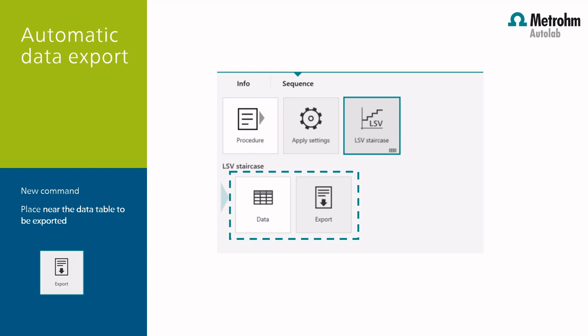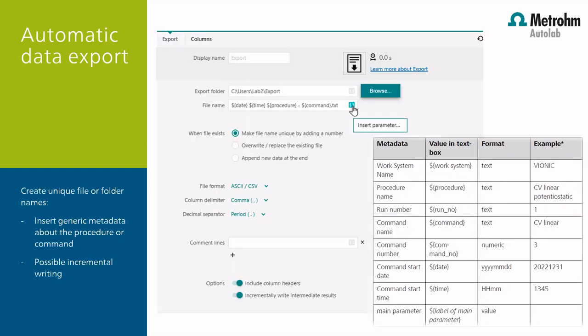The export command must be placed beside the data table to export the data automatically. No additional linking is required. The data file and folder names can be customized with metadata from the procedure, for example, date, time, name of the procedure, etc., and the main parameter values, like sample ID. The exported signals, their order, and names can be customized.